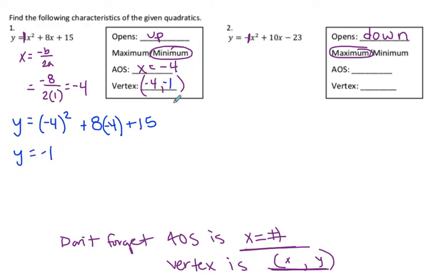And so that will finish out this piece. I have my x from the axis of symmetry. I have my y from plugging it in. All right, on number 2.